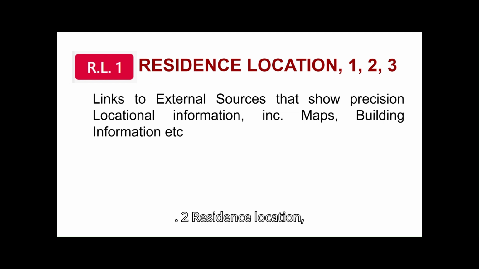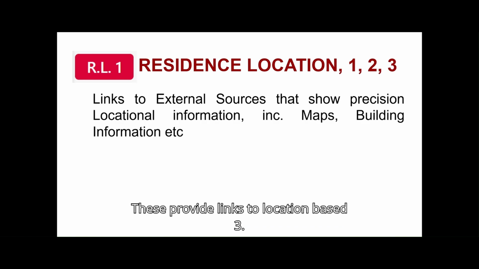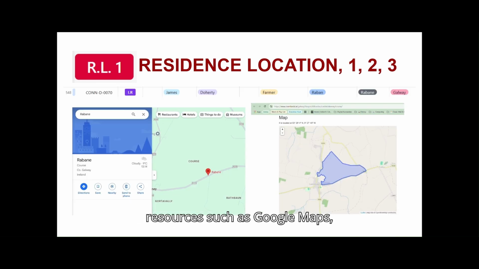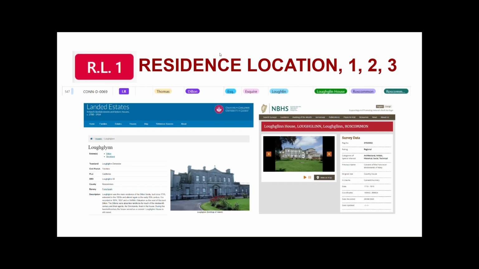2. Residence location or RL buttons. 3 buttons, red, blue and green, appear after the residence information in each record, labelled RL1, RL2 and RL3. These provide links to location-based resources such as Google Maps, Townlands.ie and Logainm.ie.